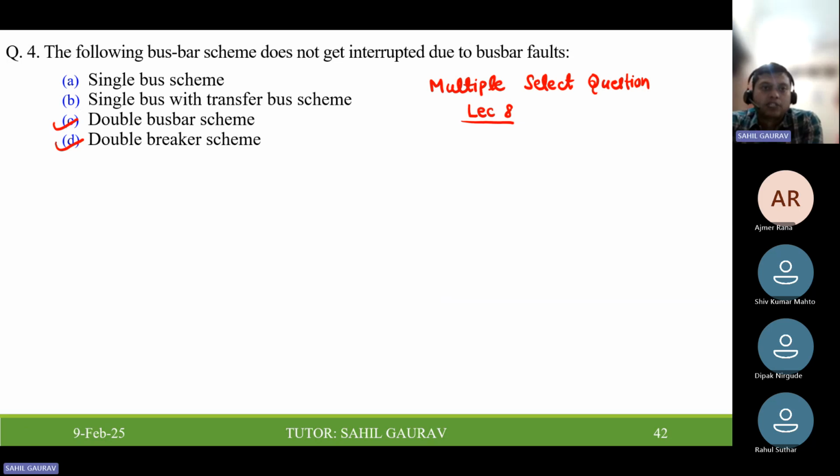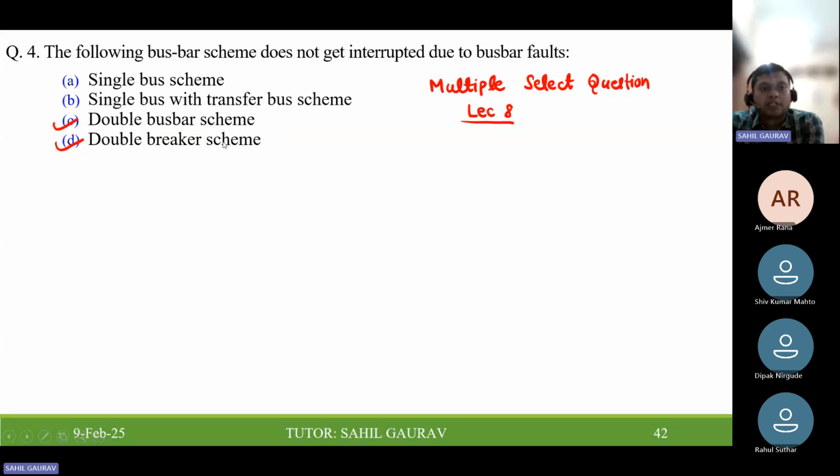question. We have seen the different switchgear arrangements: single bus scheme, single bus with transfer bus scheme, double bus bar scheme, double breaker scheme, and one and half breaker scheme also. So in the single bus scheme and single bus with transfer scheme, in both cases we have seen how the bus bar scheme will be interrupted and will not be able to provide the power to the feeders due to bus bar faults.